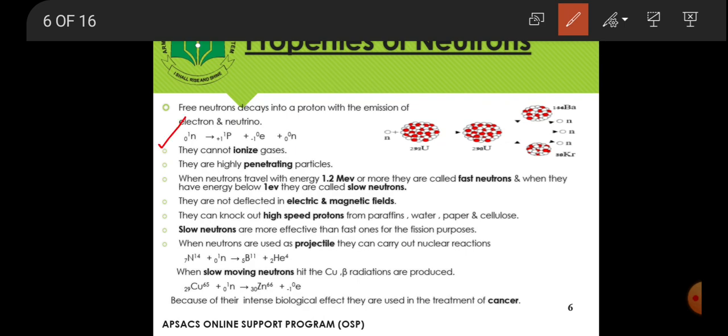Next point, they cannot ionize gases. Neutrons are non-ionizing in nature. They are highly penetrating particles. They can penetrate into the material on which they fall.